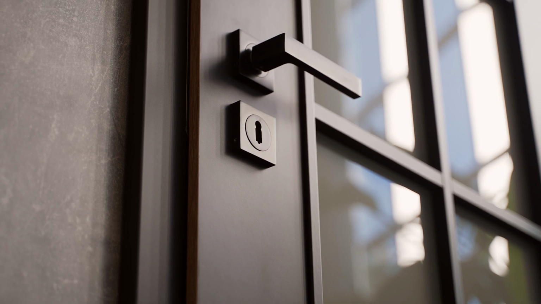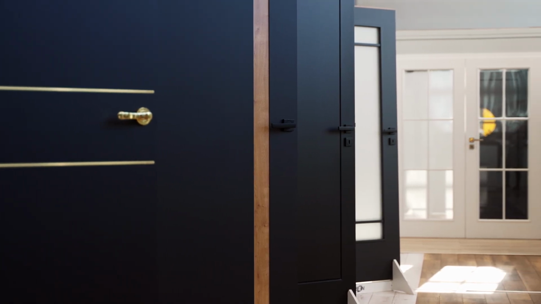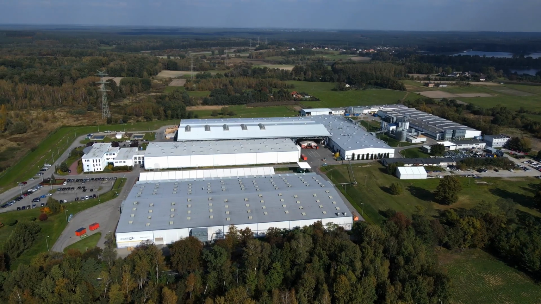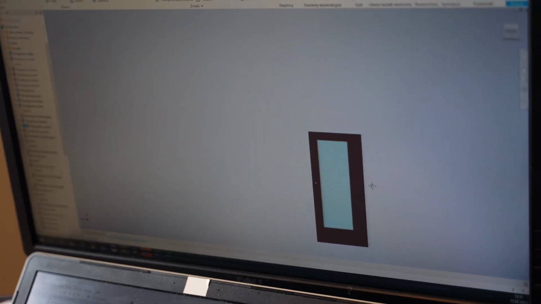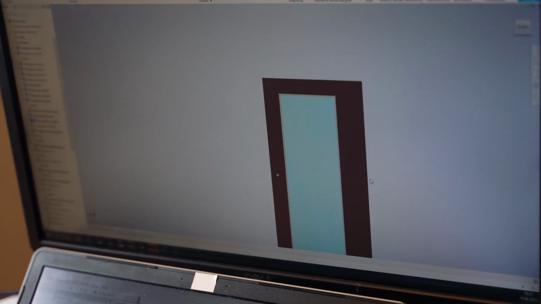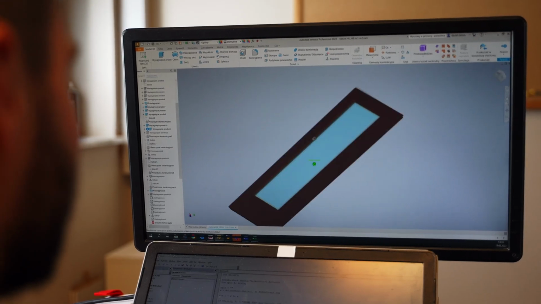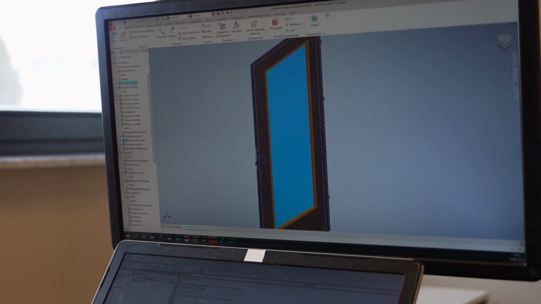Today, modern technologies are used in the production and design of interior doors. And we will take a look at the entire process by visiting the Classen factory in Zvanovice. The beginning of door production is a design office, where everything starts with a drawing. This is where new designs, technical documentation, as well as visualizations for marketing purposes are created.